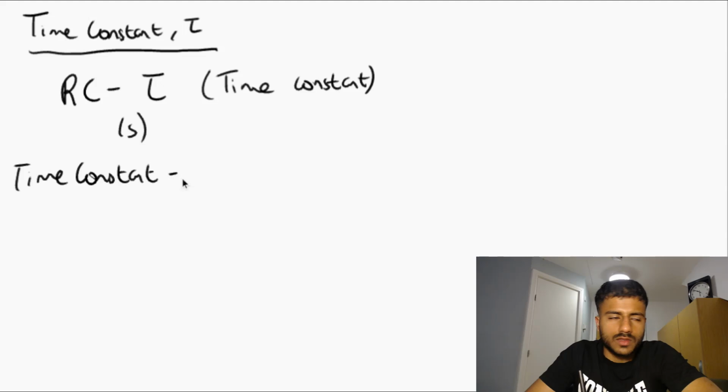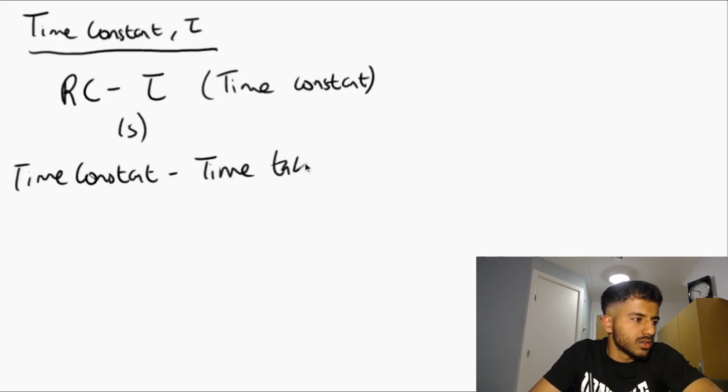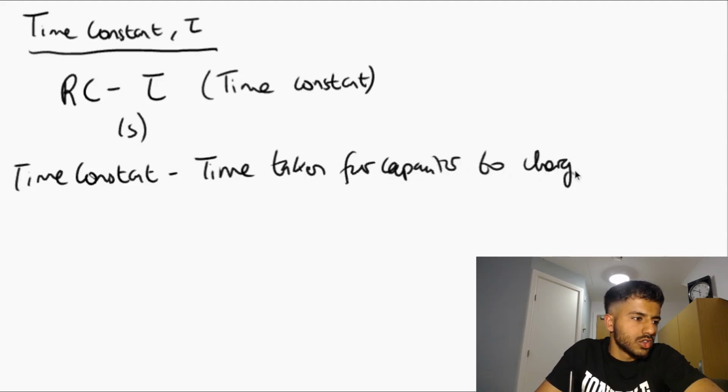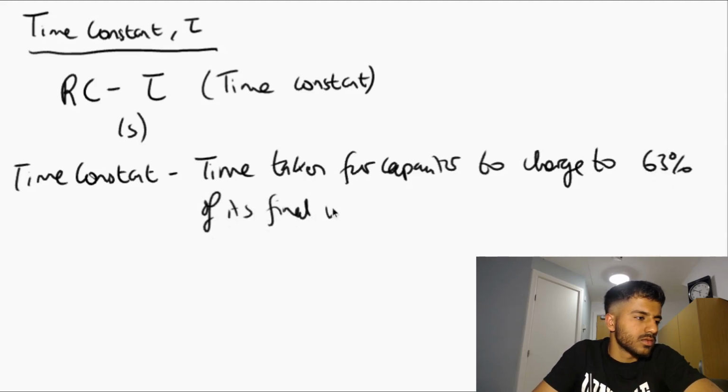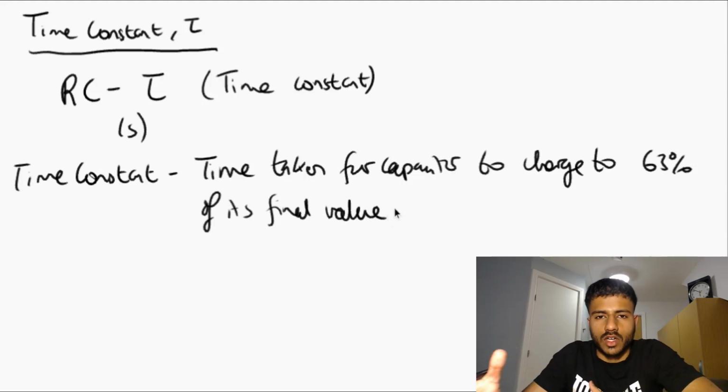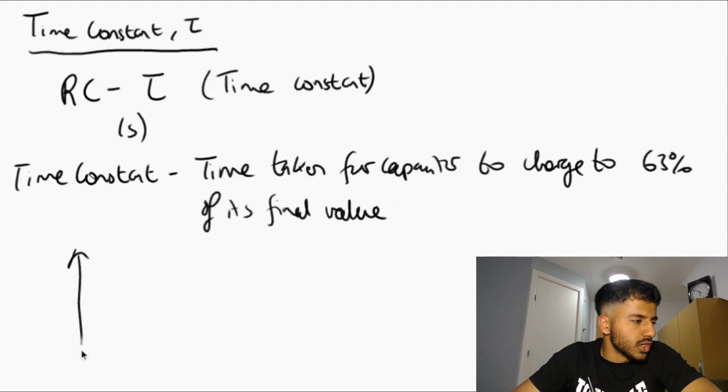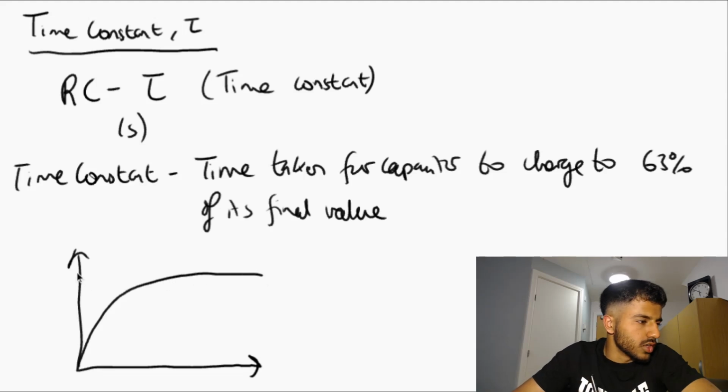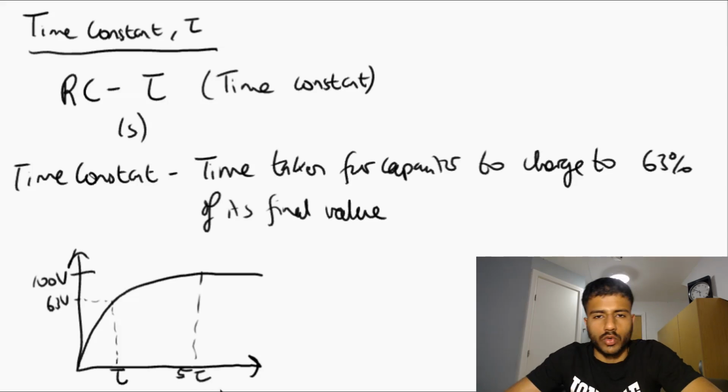And what your time constant is, is the time taken for the capacitor to charge to 63% of its final value. So either 63% of its final voltage or 63% of its final charge. So what that looks like is, let's say I was charging my capacitor and its final value was 100 volts. Well, after one time constant, it would have charged to 63 volts. And we can approximate and say that after 5 time constants, it reaches its final value.